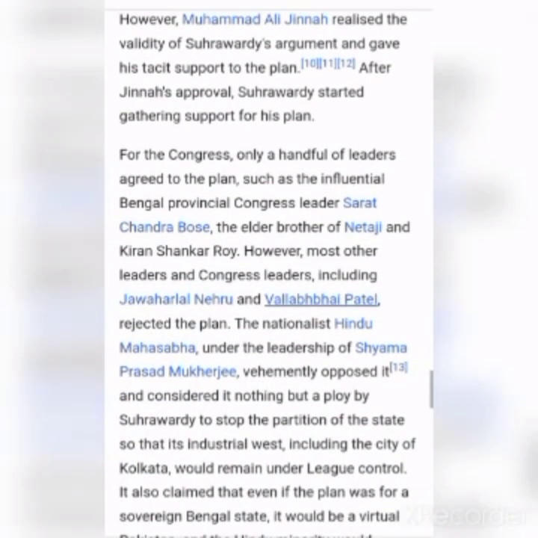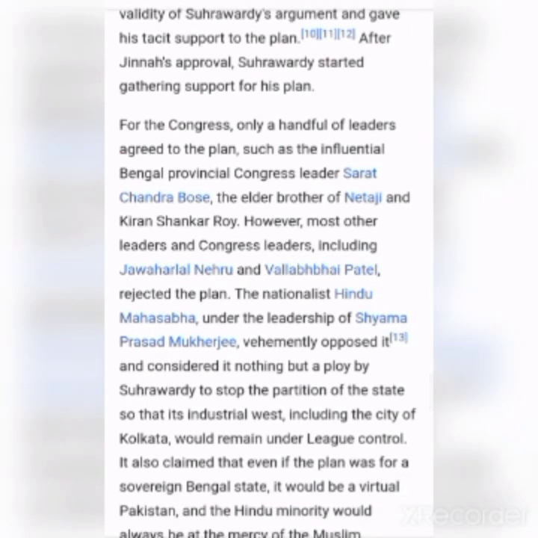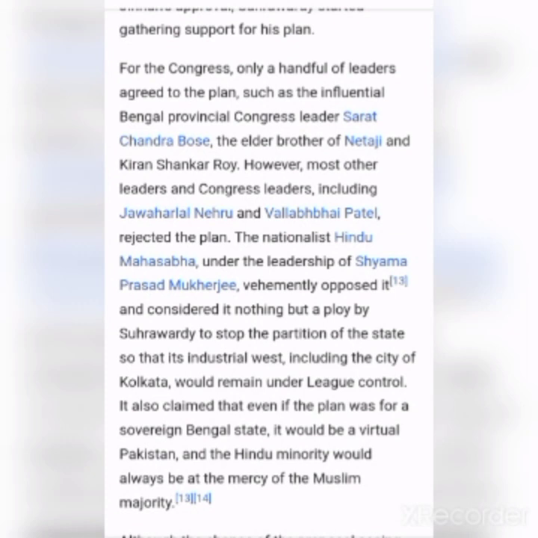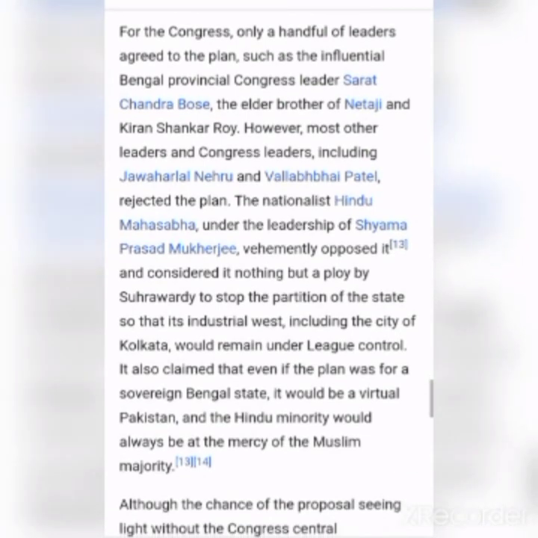In the Congress, only a handful of leaders agreed to the plan, such as influential Bengal provincial Congress leader Sarat Chandra Bose, the elder brother of Netaji, and Kiran Shankar Roy. However, most other Congress leaders, including Jawaharlal Nehru and Vallabhbhai Patel, rejected the plan.